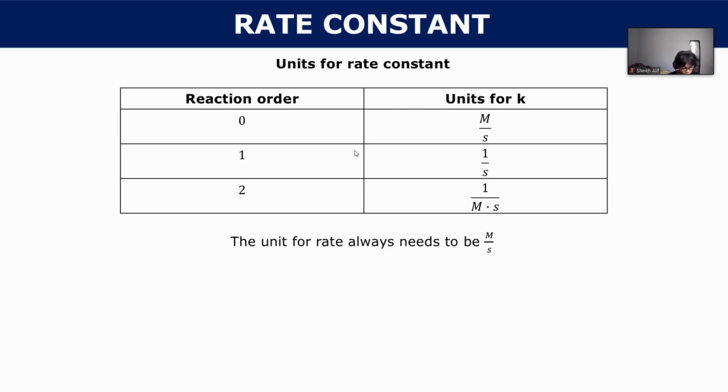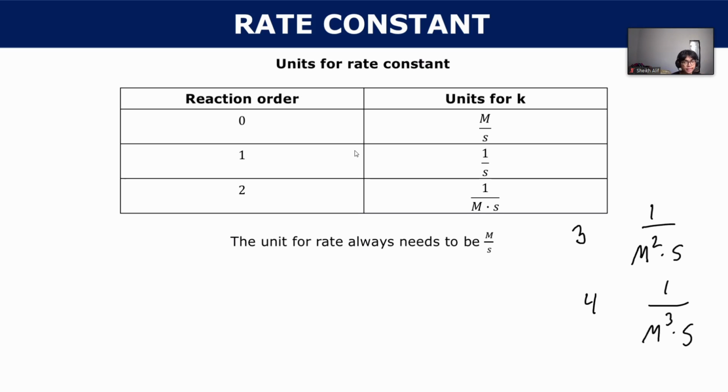Let's move on to units for rate constant. Depending on your overall reaction order, you're going to have a different unit for k. For a reaction order of 0, it's going to be molarity over seconds. For 1, it's 1 over seconds. For 2, it's 1 over molarity times seconds. And it just keeps going on. For 3, it would be 1 over molarity squared times seconds. And for 4, it would be 1 over molarity cubed times seconds. And just on and on.